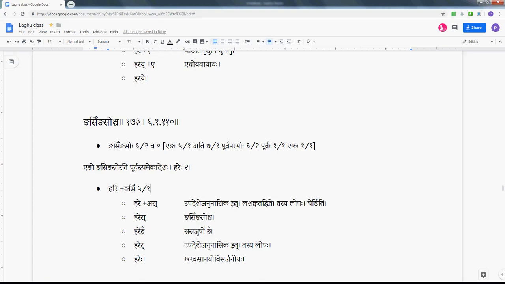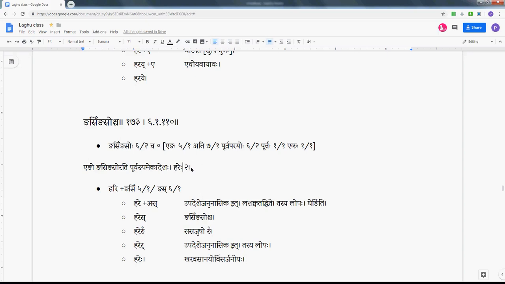How? Just Upadesha Anunasika will not apply, but Nyasi and Nyas, same sequence of shashti ekvachana also, you will get the same. Only Upadesha Anunasika will not apply because Nyas does not have any ikara here, does not have any anunasika. But otherwise, everything else will be same. Lashakva Taddite, Tasya Lopa, Gher Niti, Nyasi Nyasushya, Sasajusho Ru, Upadeshe Anunasika, Tasya Lopa, and Kharavasanayor Visarjaniya. All these will be same. So the form is Hare he in panchami ekvachana and shashti ekvachana.